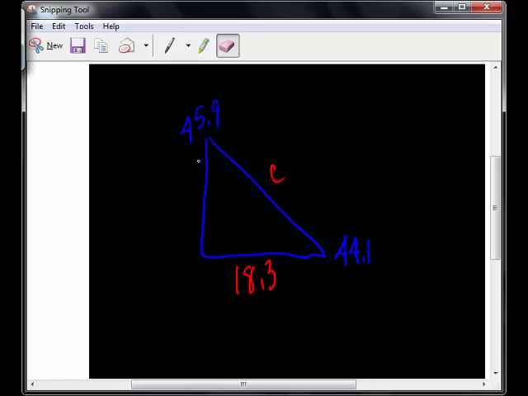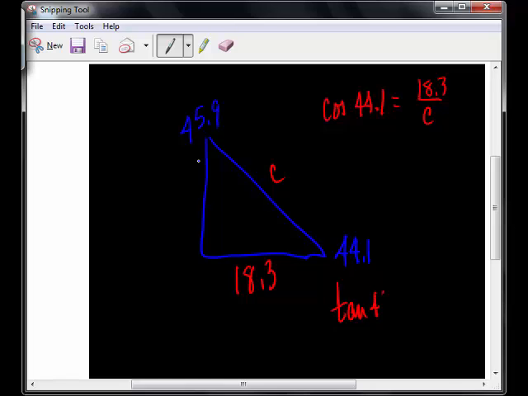So if A is 18.3 and the angle is 44.1, we would say cosine 44.1 is adjacent 18.3 over hypotenuse, and tangent 44.1 is opposite, which is B, over adjacent 18.3.